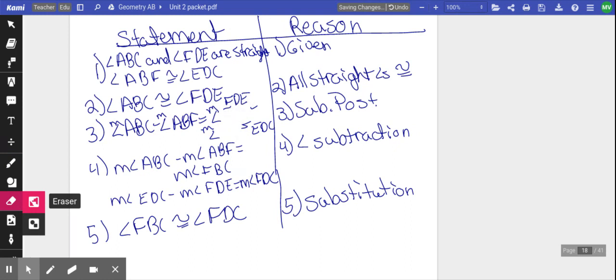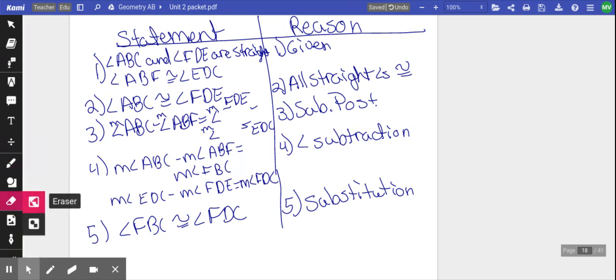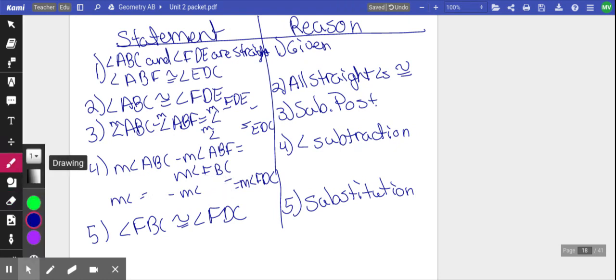Okay, so then continuing, ABC minus ABF equals FBC, which is subtraction. I have the same mistake down here. I just read the angles wrong when I was doing it. So down here, I'm going to say the measure of FDE minus the measure of EDC equals the measure of FDC, and therefore angle FBC is congruent to FDC.